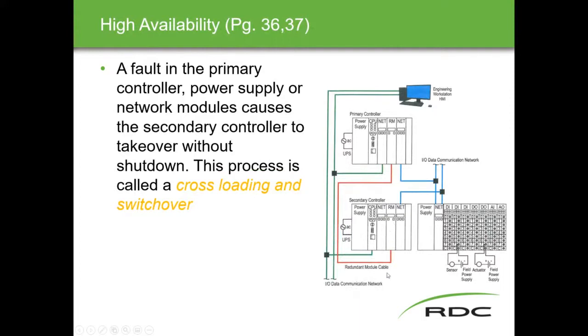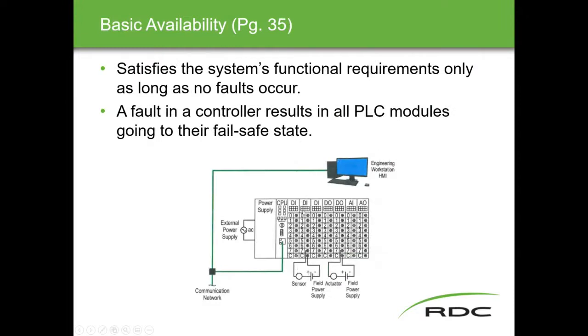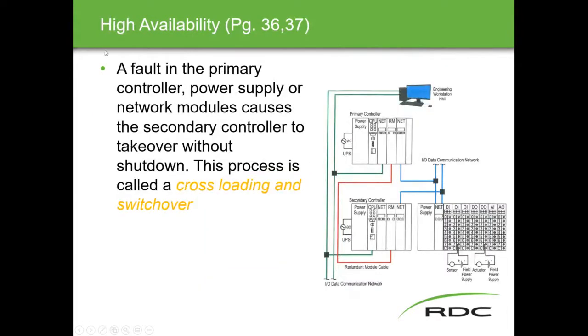High availability. Notice here we've got a little bit more hardware going on, right? Like here we've got field devices, input cards, output cards, one CPU, one network. Here, in high availability, a fault in the primary controller, the power supply, or the network modules will cause the secondary controller to take over without shutdown. Okay, we have redundant, two of those, two of these, two of those, two of everything. So if this controller failed, this one would take over.